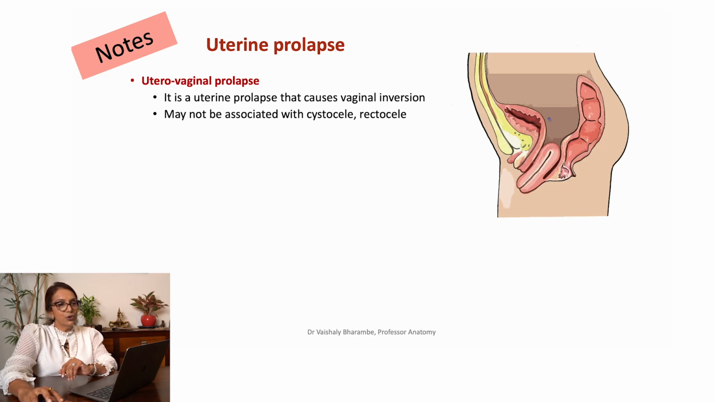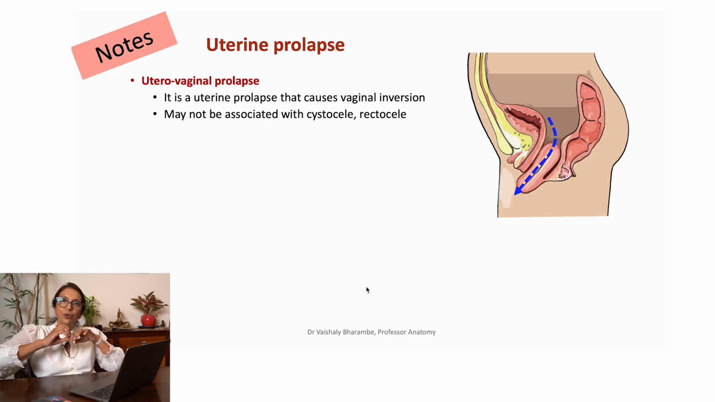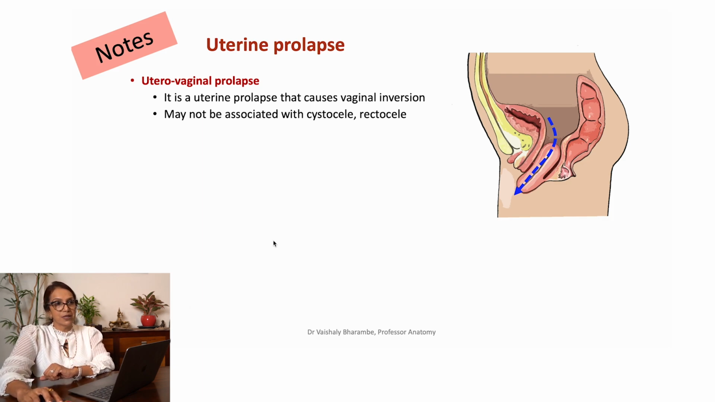Here you are seeing the uterus itself has started to come down. As it comes down, it's going to turn the vagina inside out. This is uterine prolapse.